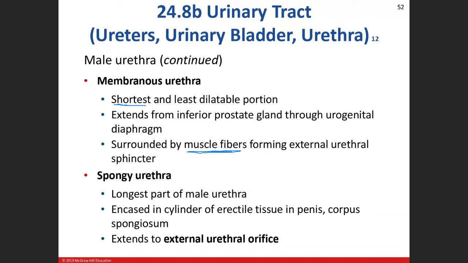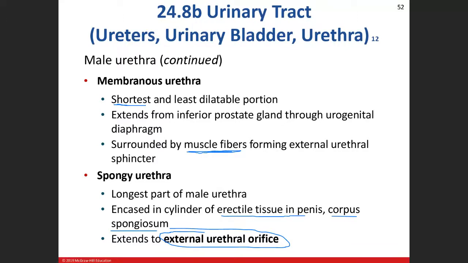And then finally, the largest part and the most distal portion of the urethra is the spongy urethra. This part of the urethra travels through erectile tissue in the penis. Basically, that is the cavernous type of tissue that becomes engorged with blood during the male erection. We refer to that as the corpus spongiosum here. Then that takes you all the way to the exit of the urethra, the external urethral orifice.